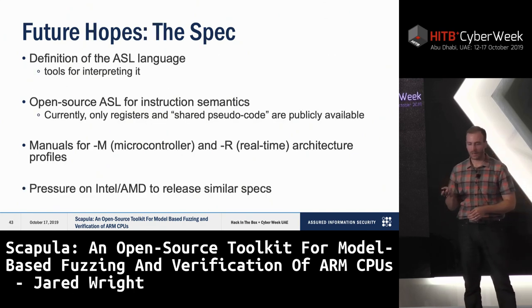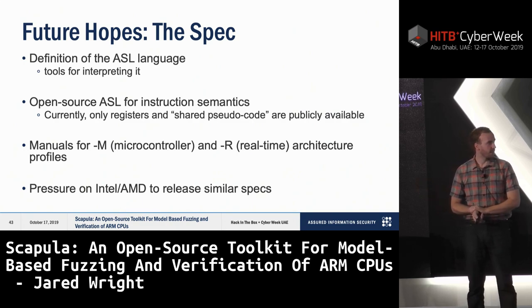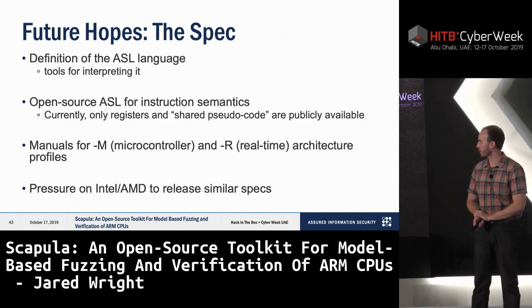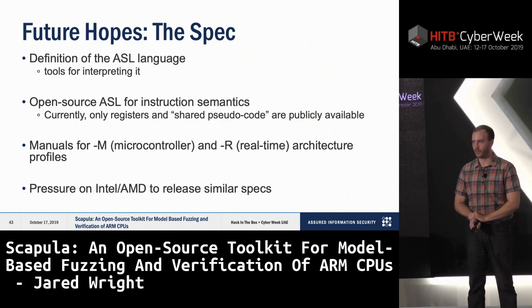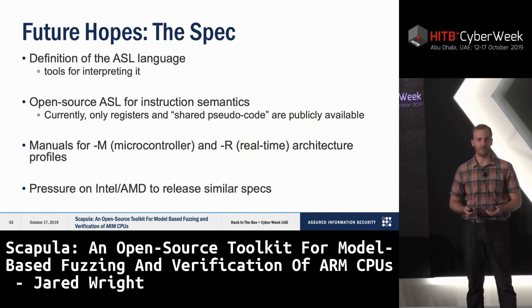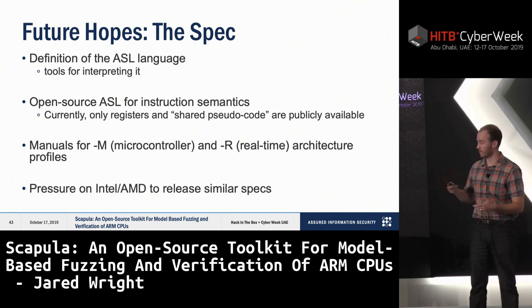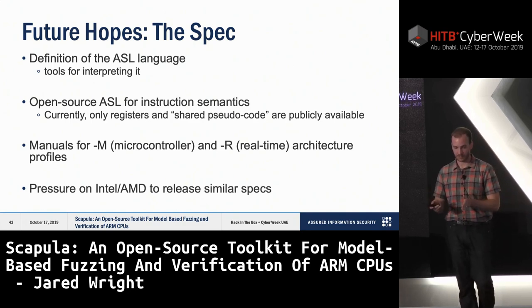I also have some future hopes for the specification from ARM, the spec itself. As I mentioned, there's this whole language that they have called ASL, the architecture specification language. Right now, there really aren't any tools for interpreting that language or discerning what it means. You can glance at it as a human and tell it's sort of a C-like language and you can sort of tell what's going on. But there isn't really a formal definition yet of that language. So it'd be really great if ARM had some more tools for reading what this language is supposed to be telling us precisely.